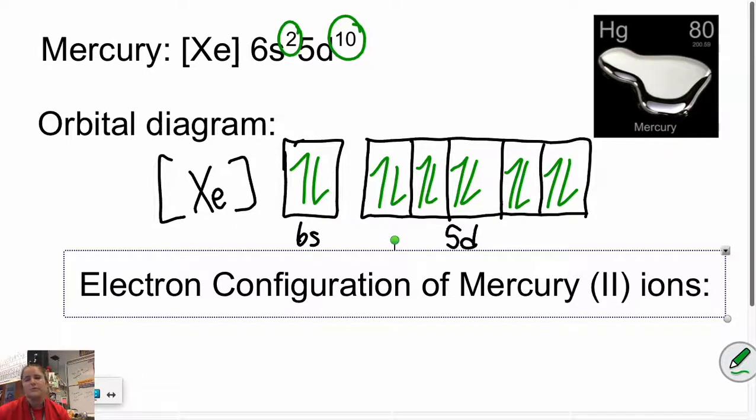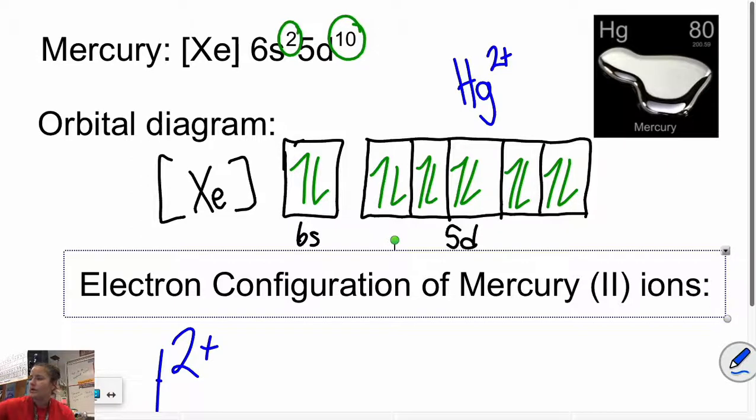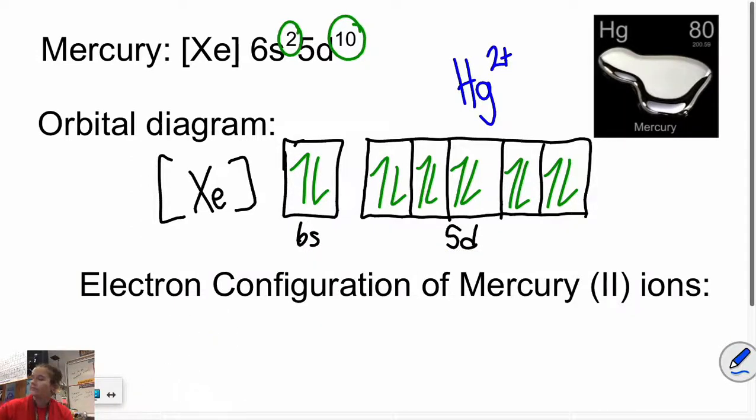Now mercury forms a 2+ ion. Okay? It will become Hg2+. Why? The reason has to do, of course, with its electron configuration. When something becomes an ion, it always loses its outermost electrons first. And though the 5d are filled second, the 6s is its outermost electrons, okay? It's going to lose its 2 6s electrons.